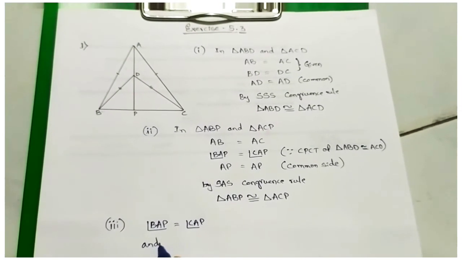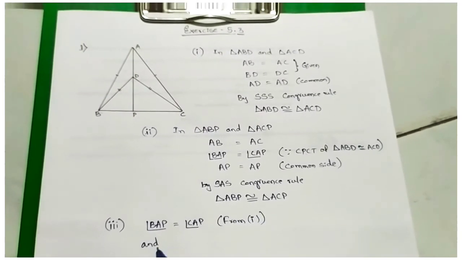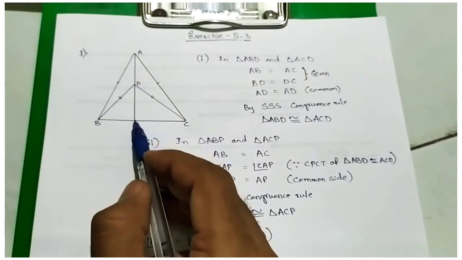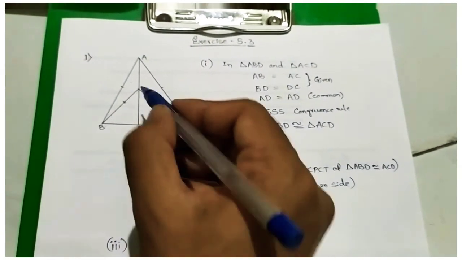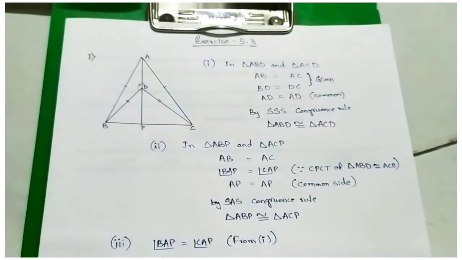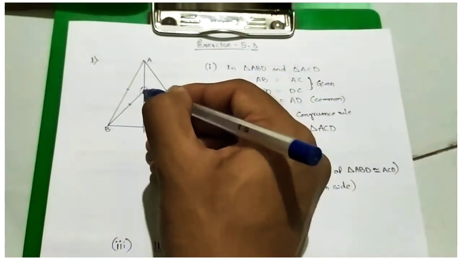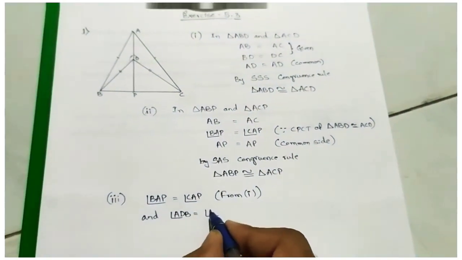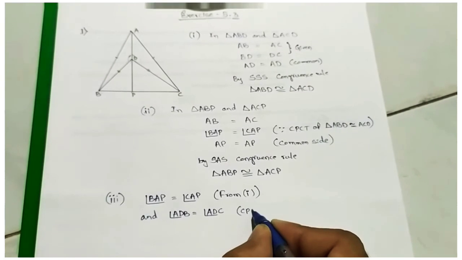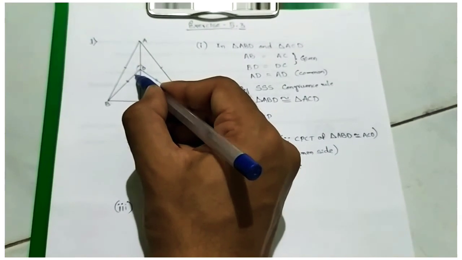And from the first problem, next we have to show BDP and ADP, but we don't know that. But another thing we know is that these two angles, ADB equal to ADC. Why are these two equal? This is also CPCT.